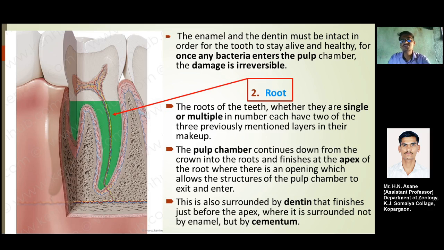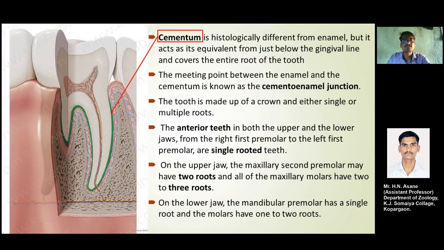Okay, so this is also surrounded by the dentine. Okay, and that finishes just before the apex where it is surrounded not by enamel but by the cementum. Okay, we will see what the cementum is. Okay, as you can see, the cementum is histologically different from the enamel. Okay, the cementum is highlighted as a green border on the roots.